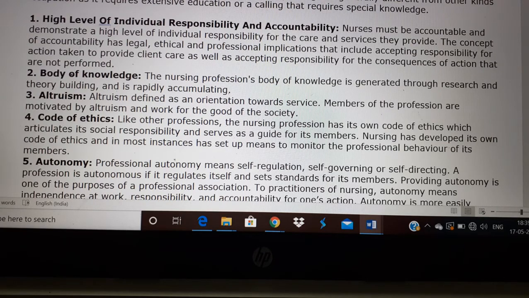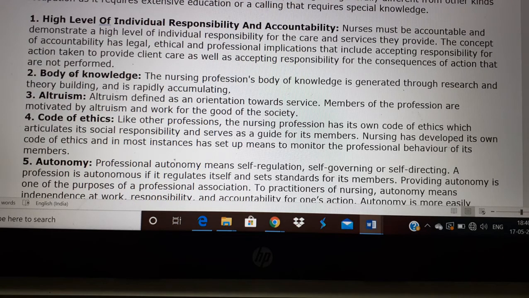Then the third criteria for the nursing profession is altruism. Altruism in English means for the benefit of everybody or the benefit of the society. So nursing is a service profession. They do a lot of service for the sick and the needy. So the members of the profession are motivated by the fact that they will be able to help the sick and the needy people, and ultimately it is for the good of the society.